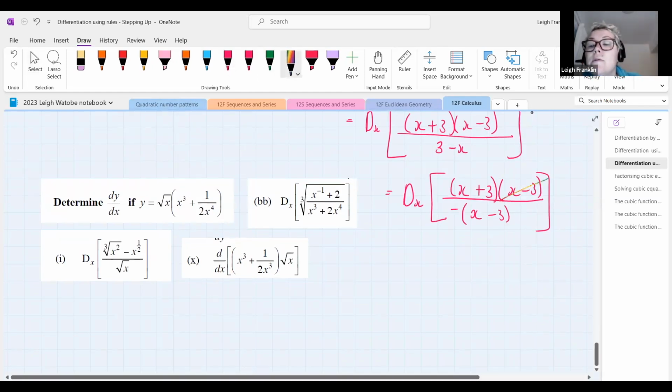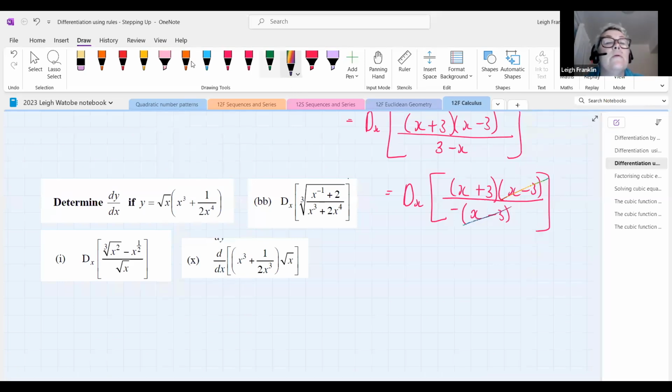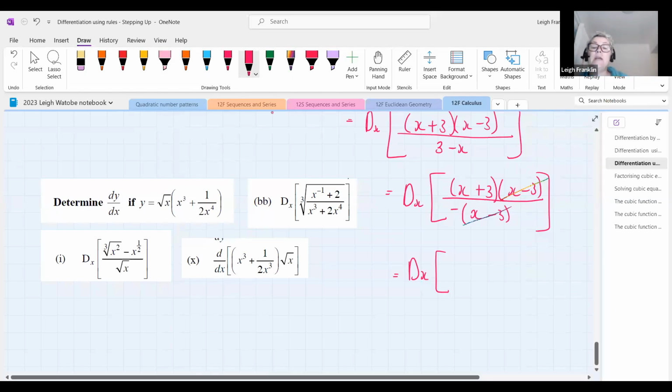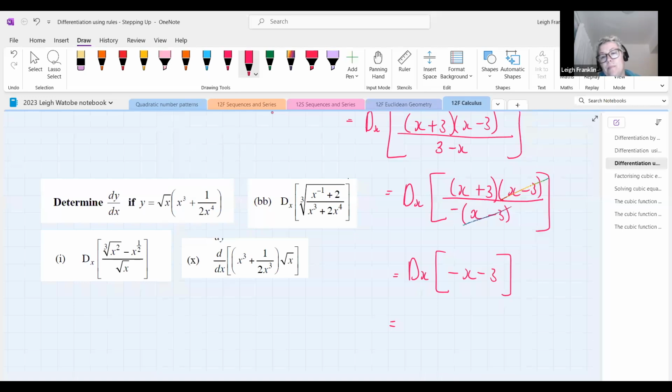Then the final answer is negative x plus 3. Okay, so keeping your dx in your squared bracket, the final answer you got is minus x minus 3. Lovely. And now when you take the derivative, what would your final answer be? It'll be -1. That's it. Perfect. Well done. Very good.